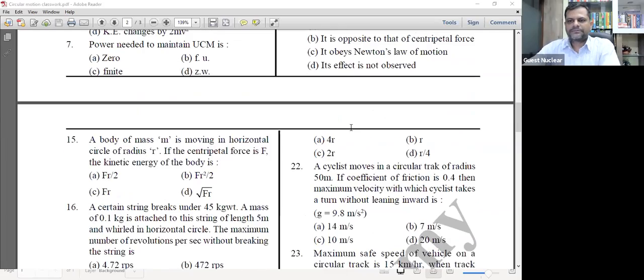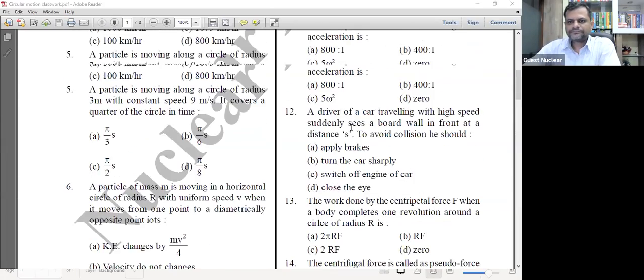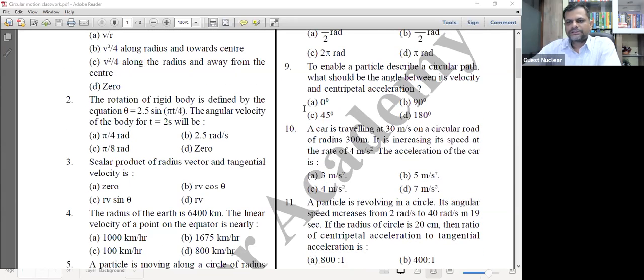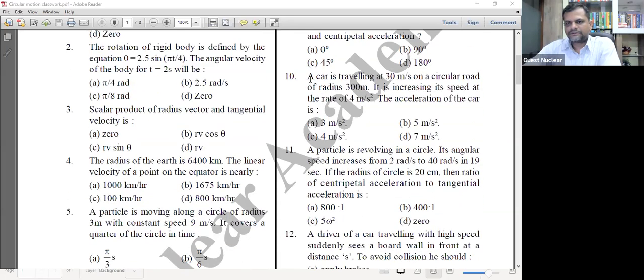Let us start with the MCQs on uniform circular motion. Yes. See, we have done this up to, I think, here up to this 9th one, I think so, और 10th also.